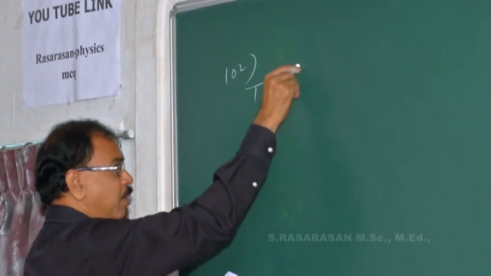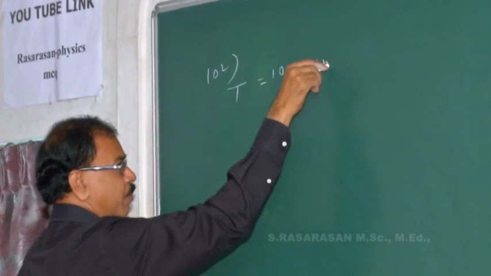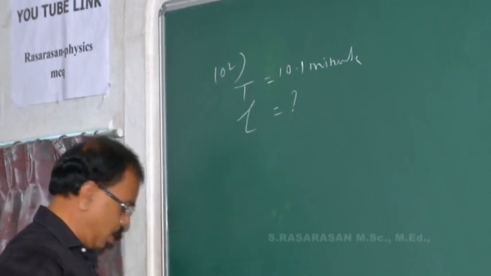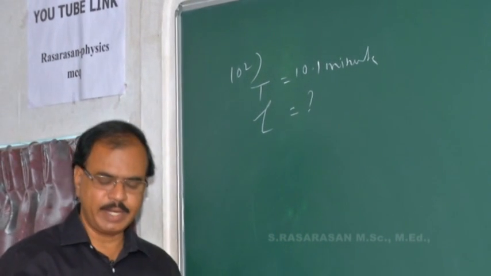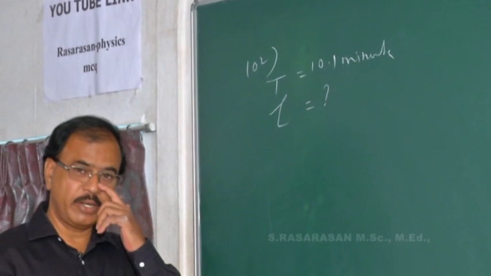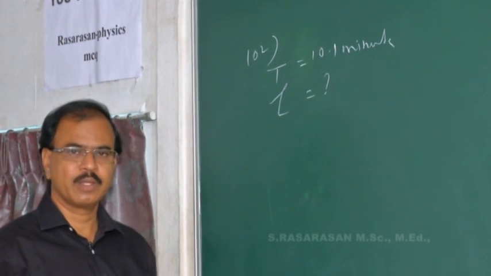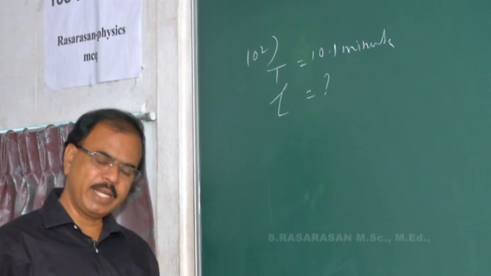Half-life is 10.1 minutes. What is its mean life? Tau. Yes, half-life period is defined as the time taken by the radioactive element to reduce to half of its initial number. And what is mean life?